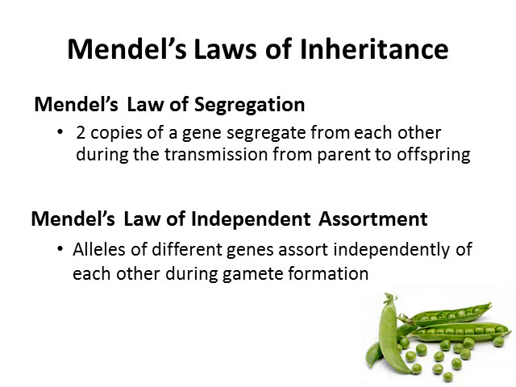So we looked at Mendel's law of segregation. The 2 copies of your genes are going to segregate or separate from each other during the transmission from parent to offspring. So that's where you take your one T and separate it from the other T in the example we went through. Mendel's law of independent assortment, this is why you're going to use the FOIL method if you're looking at 2 or more traits. So alleles from different genes are going to assort independently of each other during gamete formation.